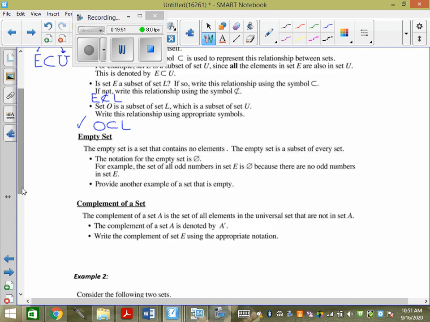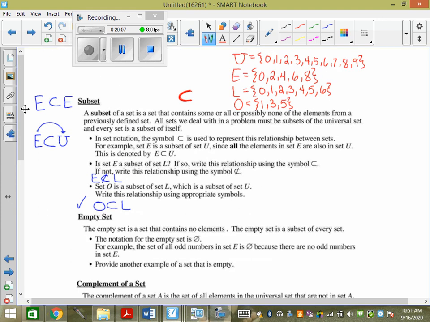For example, the set of odd numbers in set E is empty, because there are no odd numbers in set E. And the empty set comes up more when we deal with what's in this set and in this set, or what's in this set or this set. So for example, if I said, what numbers are in O and in E? None. So then you do the squiggle brackets with empty set, because there's nothing that's in O and in E. So that's where empty set's going to come up more, not right now.